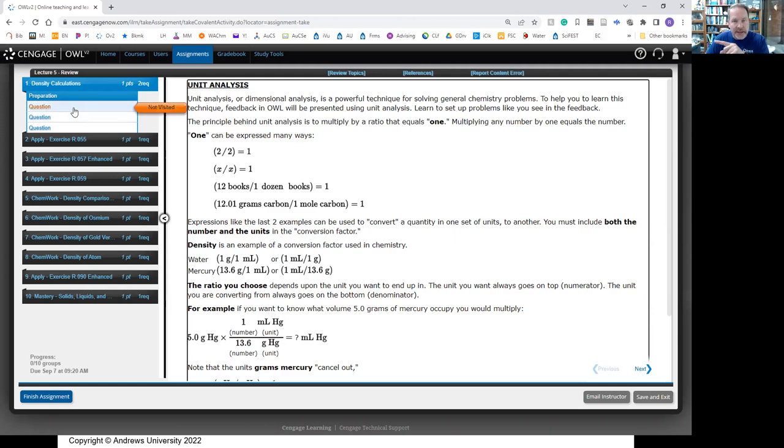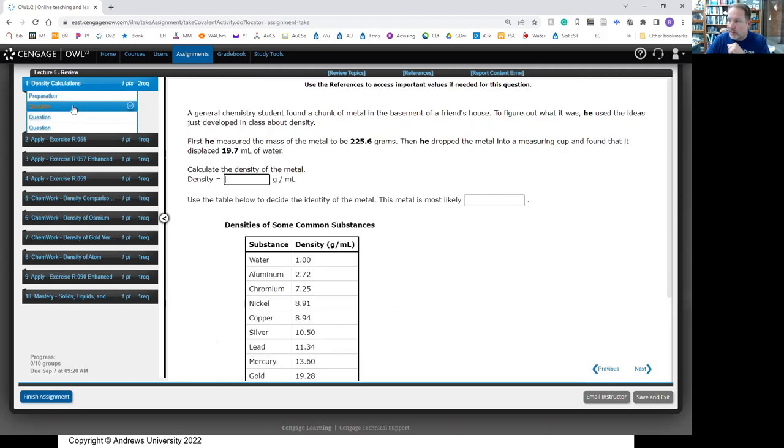Now, you spend some time looking at the preparation. I'm just going to jump into the questions. It says a general chemistry student found a chunk of metal at a friend's house. To figure out what it was, he used the ideas just developed in his class about density. We covered this in class, so you can watch the video for more details there. This has to do with volume displacement. You drop a metal into water, it will raise the level of water exactly equal to the volume of the metal.